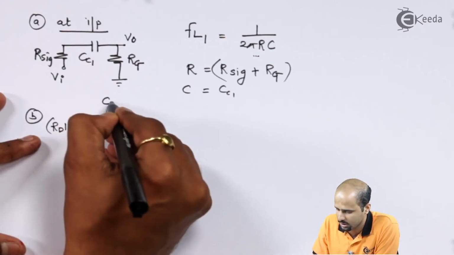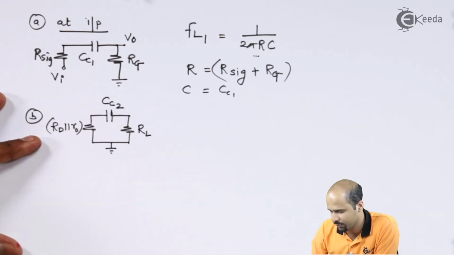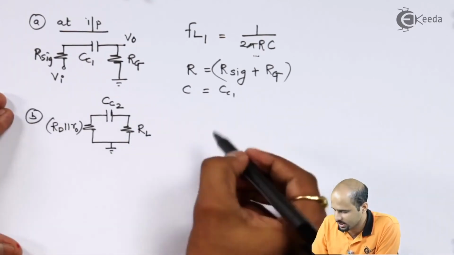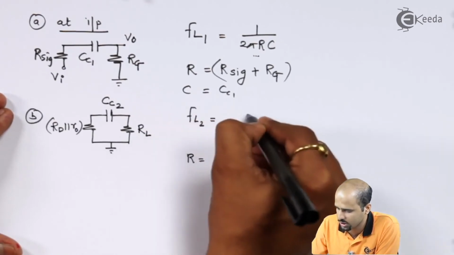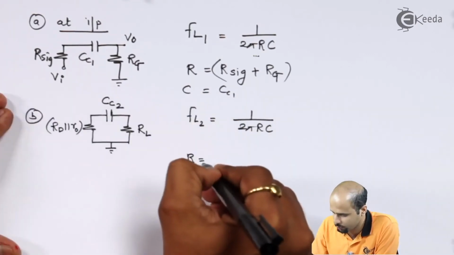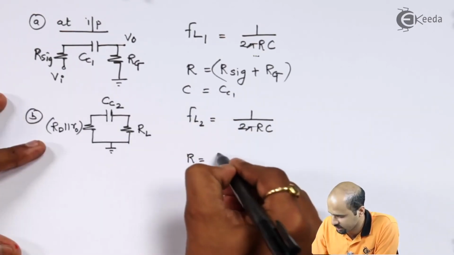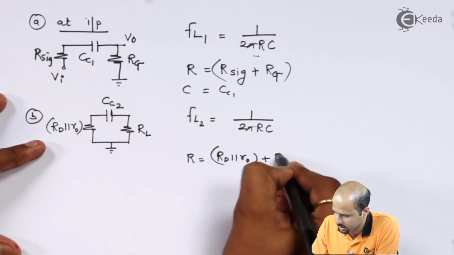This is your CC2, connected to ground. So simple. The resistance on both sides, I can say, is the value of R. Rest of the part is same. FL2 is equal to 1 upon 2 pi RC, that is same. We'll have to calculate the value of R. R is nothing but RD parallel RO plus RL.